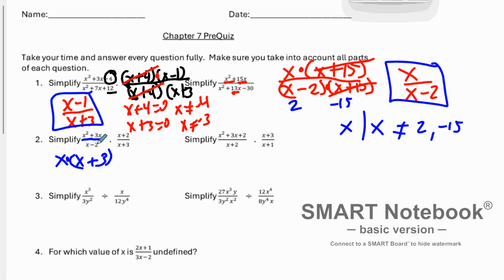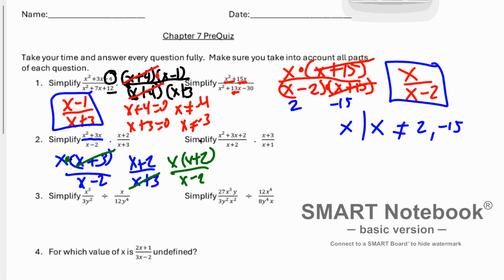So I can cancel x plus 3 on top and an x plus 3 on bottom here. I can cancel these two because now it's being multiplied, right? So now I can go ahead and multiply across. So x times x plus 2 and then over x minus 2. I cannot cancel these, even though there's 2 and 2 and x. I can't cancel them because they're not exactly the same factors.